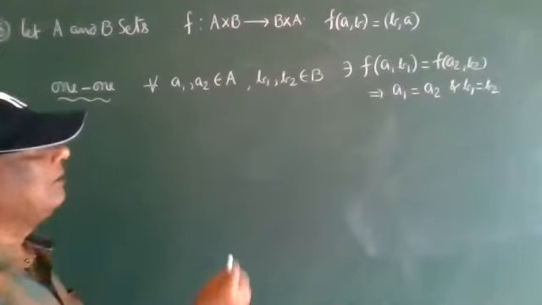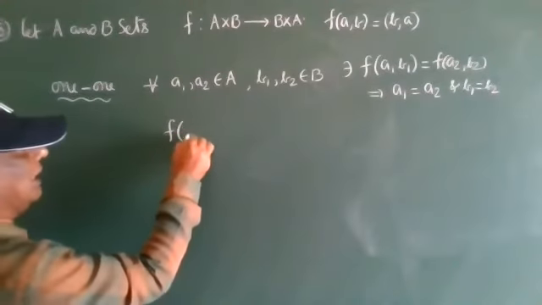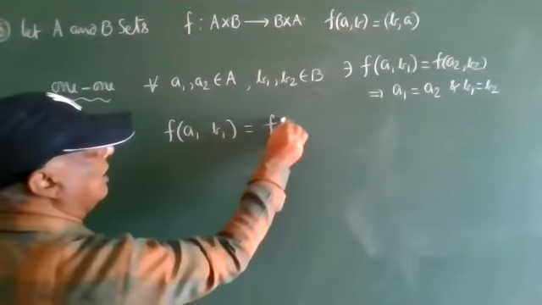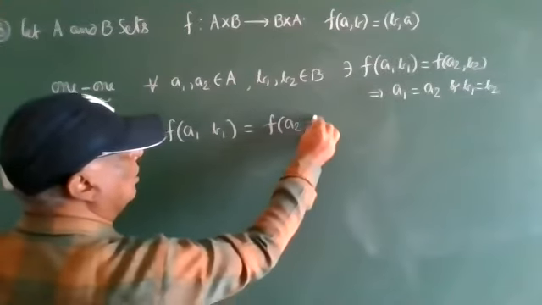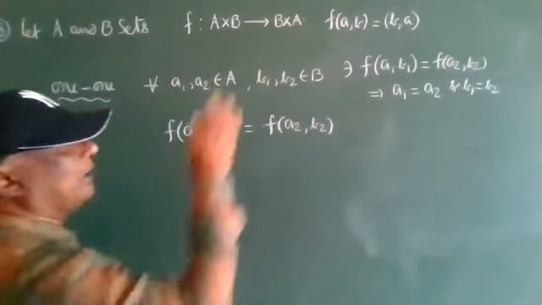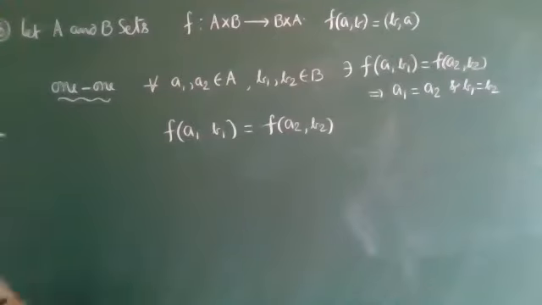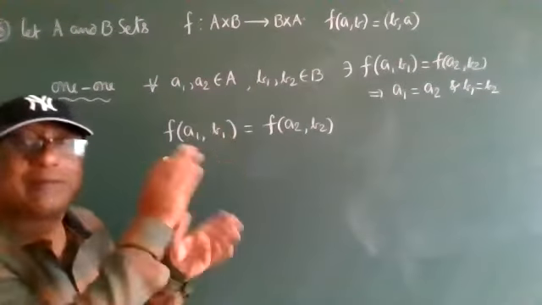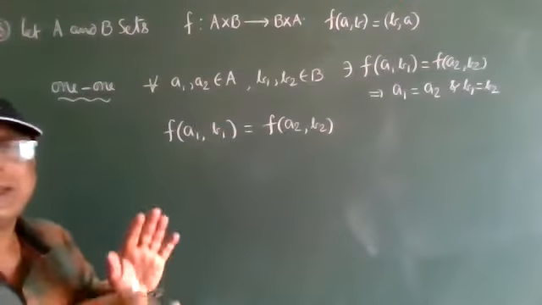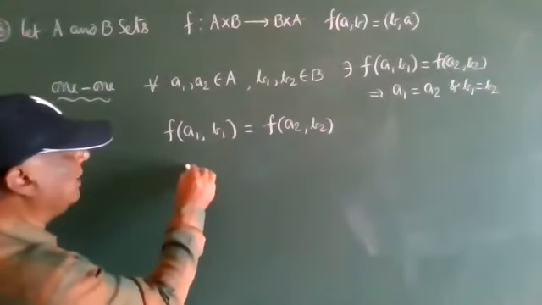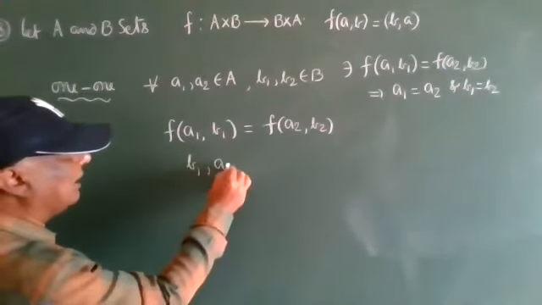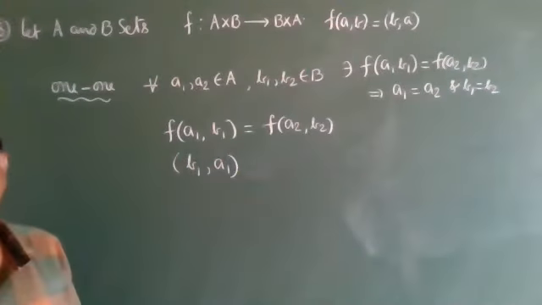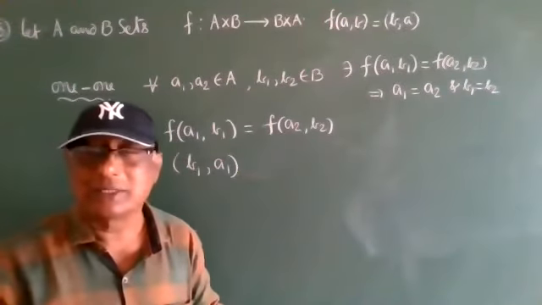Okay, now we will take F of (a1, b1) is equal to F of (a2, b2). By the above definition, F of (a, b) is in reverse order. The codomain is in reverse order: (b1, a1). So by the given definition, F of (a, b) is the reverse order.